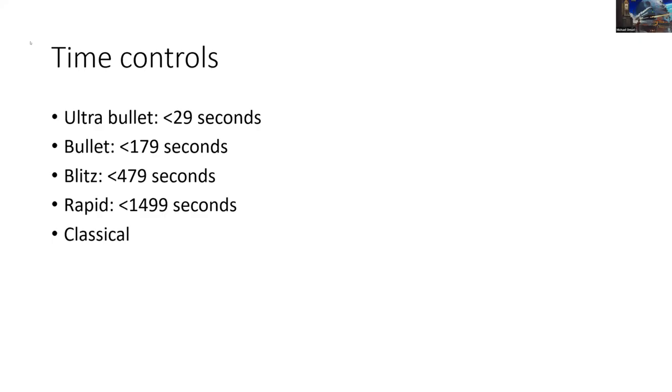You can also play with increments, so with each move, instead of your time only going down, your time can go up too. So that's another thing.